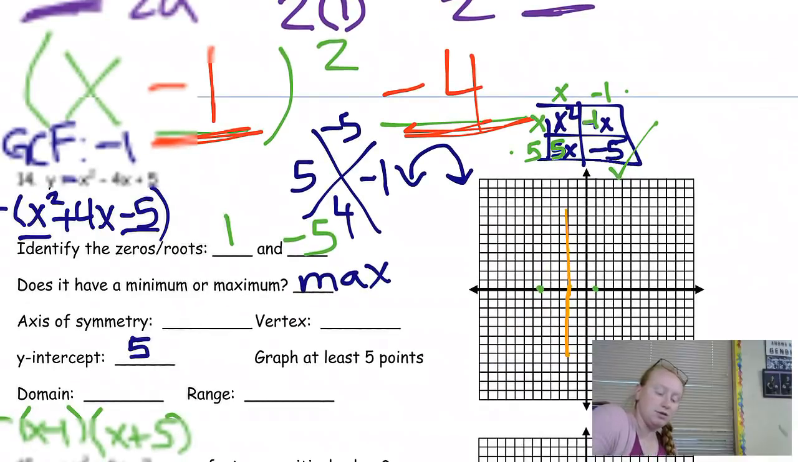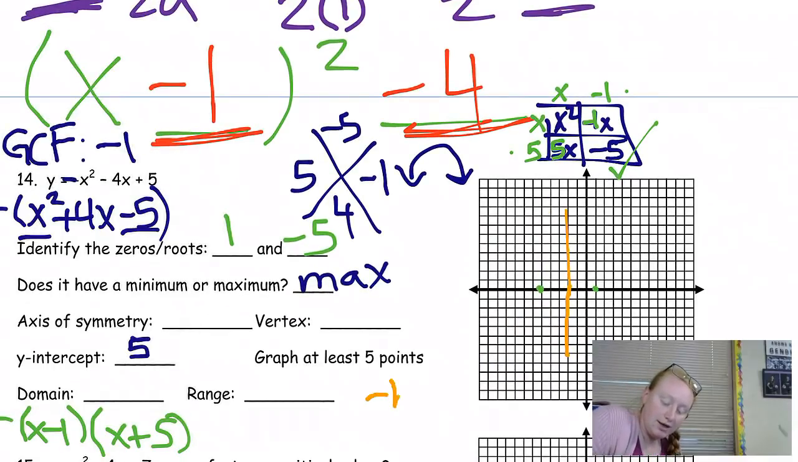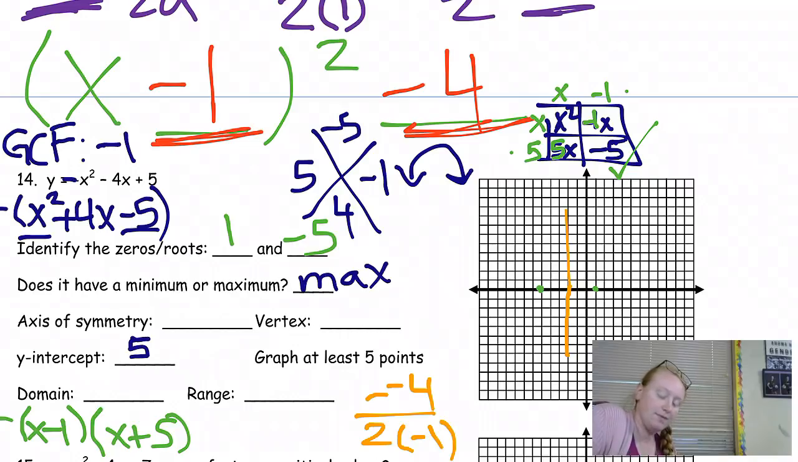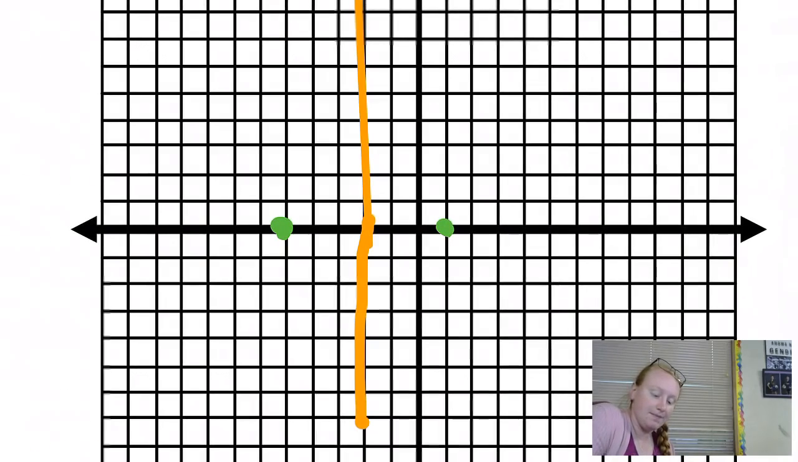So we could go and use the formula negative b over 2a, where my b was -4, so it would be negative, negative, and my a was -1. This turns into a +4 over a -2. This gives me x equals -2. Double check. 1, 2, x equals -2.